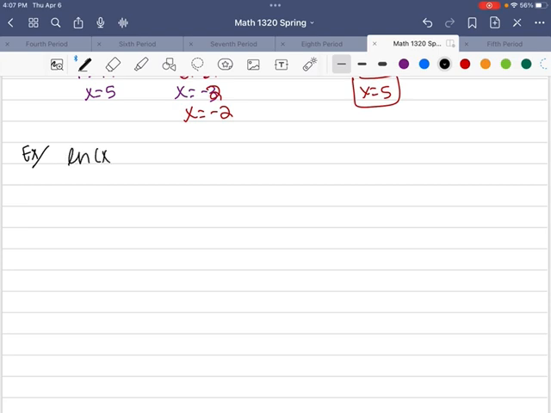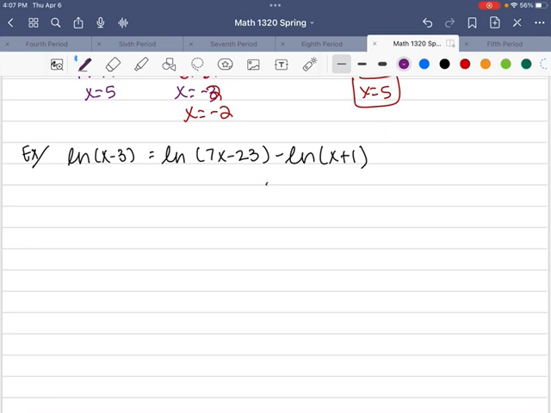Natural log of x minus 3 equals the natural log of 7x minus 23 minus the natural log of x plus 1. So they all have the same base. They have the same base e. So we're going to start by condensing the ones on the right.